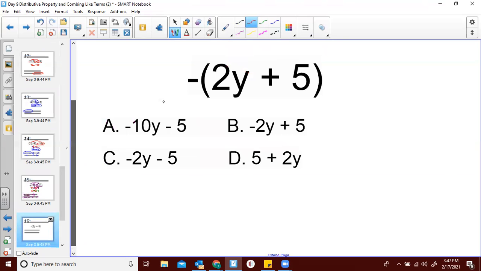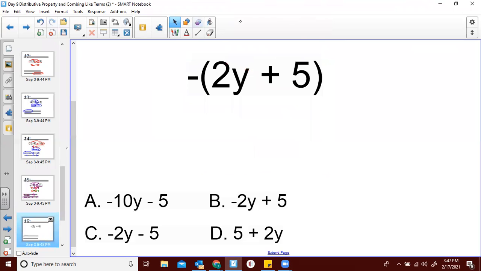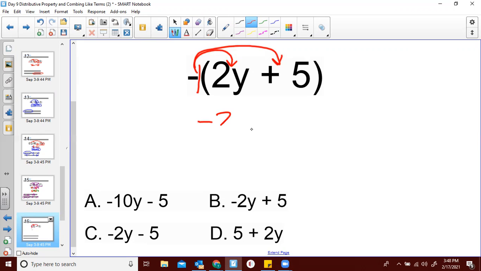All right. And last, we just have this negative, just this ugly looking negative. Well, this negative really has an invisible, well, it's not invisible, but it's there. There's a 1 there. So what we're doing is we're multiplying or distributing with multiplication a -1 to both our positive 2y plus our 5. And like we talked about earlier, anything times 1 is itself. Anything times -1 is the same number, just negative. So very simple. We're just going to distribute that negative sign. And you'll see that your answer is C.